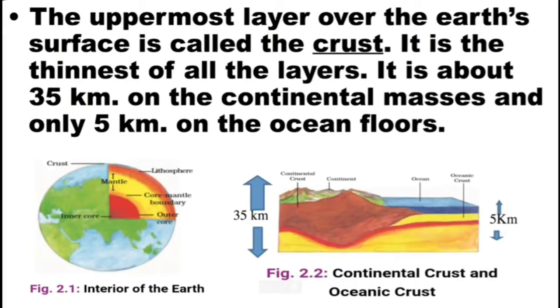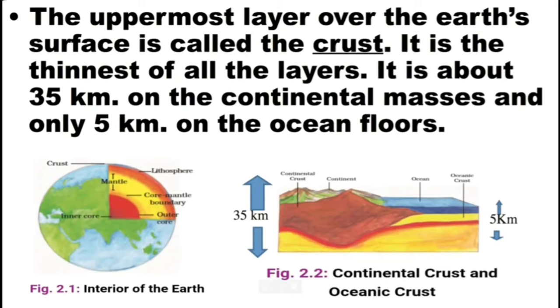We start our study with the uppermost layer of the earth, and the uppermost layer of the earth is called crust. It is the thinnest of all the layers. It is about 35 km on the continental masses and only 5 km on the ocean floor. So you can see in the image that there are two types of thickness difference. When we see the continental portion, the thickness of the crust is 35 km, and where there is ocean, it is only 5 km.